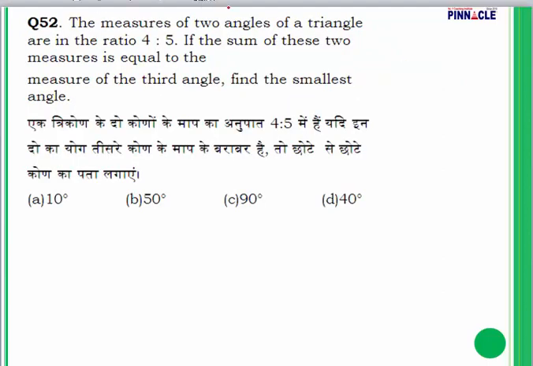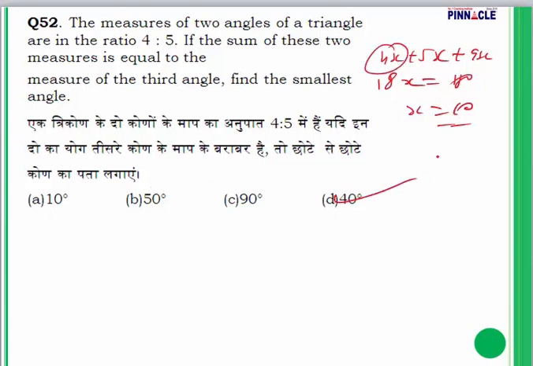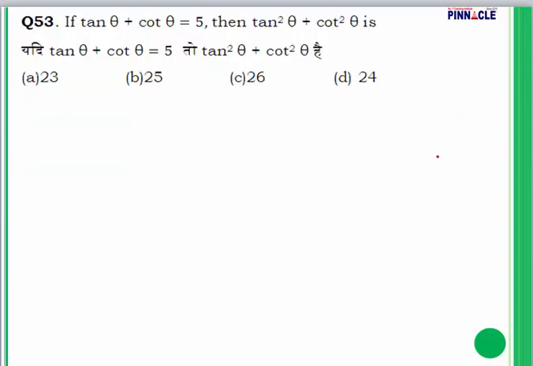Next question, question number 52. The measures of two angles of a triangle are in the ratio of 4 is to 5, so 4x plus 5x. If the sum of these two measures is equal to the measure of the third angle, that is 9x. So 9x plus 9x, that is 18x, is equal to 180, so the value of x is equal to 10. We have to find the smallest angle, and 4x is 40. 40 is the smallest angle.